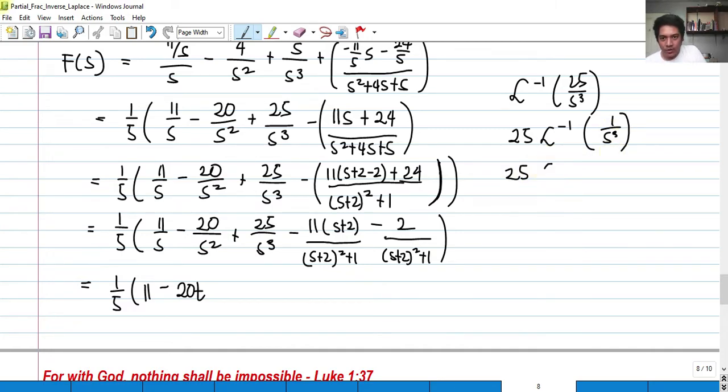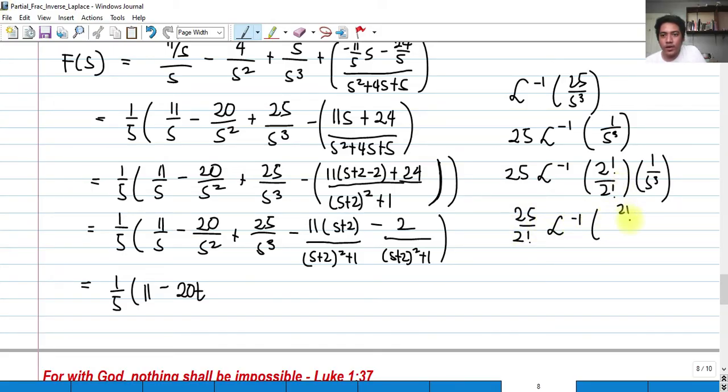We can multiply both the numerator and denominator by 2 factorial, because we need a 2 factorial in the numerator of whatever is inside the inverse Laplace. So we have 25 over 2 factorial times the inverse Laplace of 2 factorial over s cubed. Simply, we have plus 25 over 2 factorial, which is 2, and this is t squared.